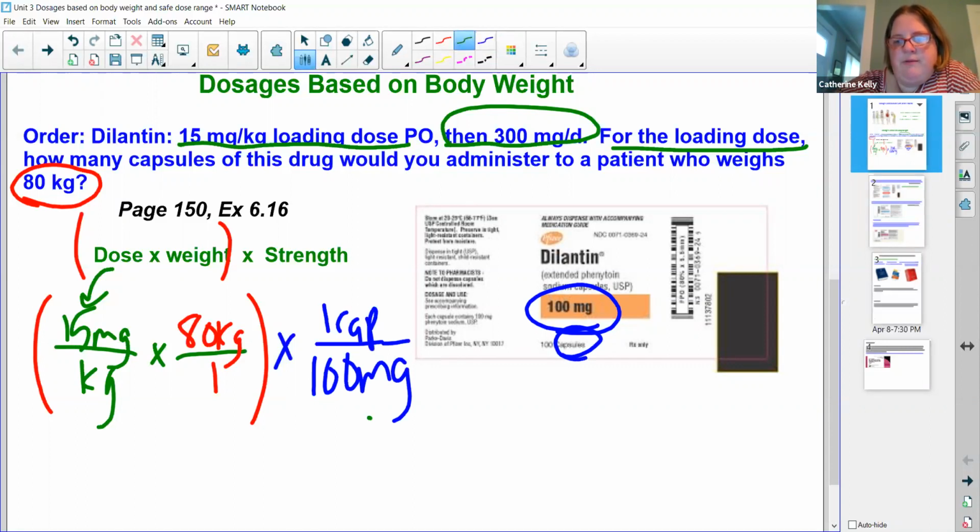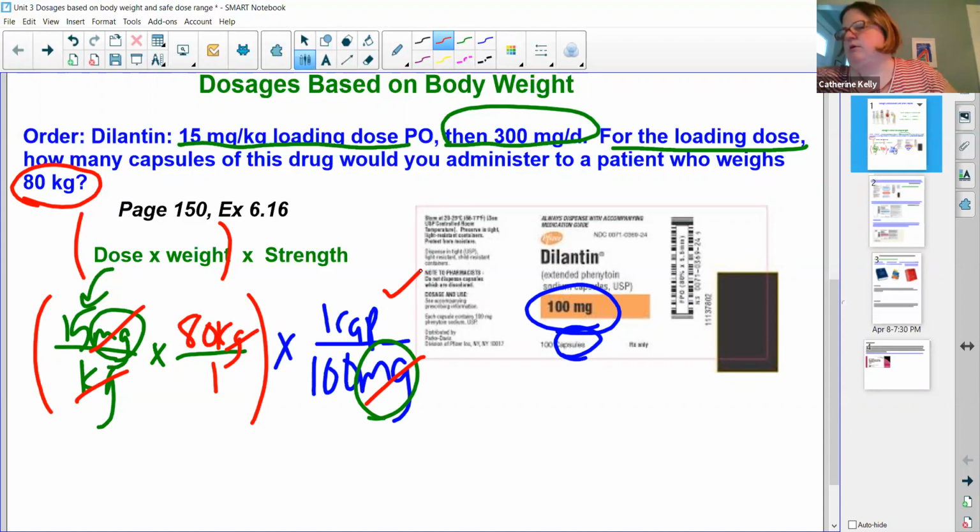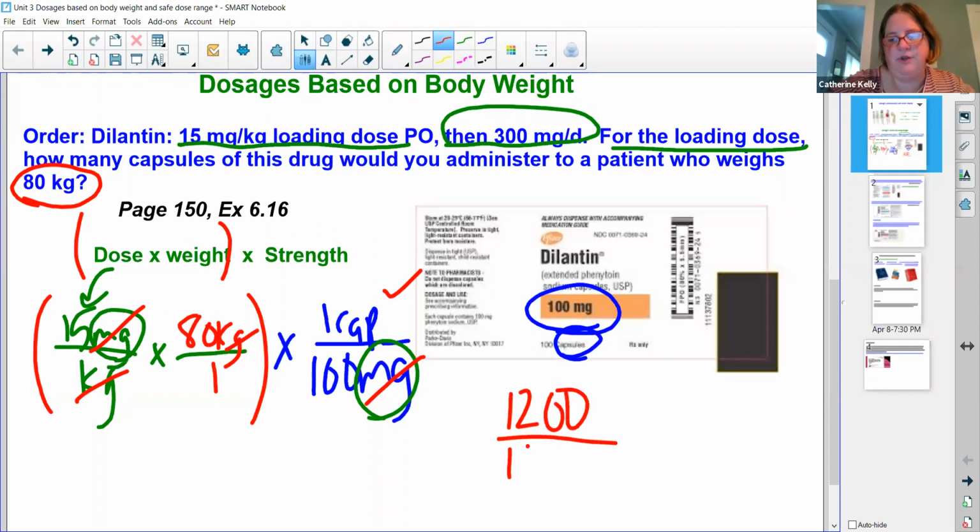Now notice I put milligrams on the bottom because it's going to cancel with milligrams on top here. So those will cancel, my kilograms will cancel, and you're left with capsules. When you do the math, you do 15 times 80 divided by 100. So 15 times 80 is 1200, divided by 100. So you're going to tell that person to take 12 capsules.